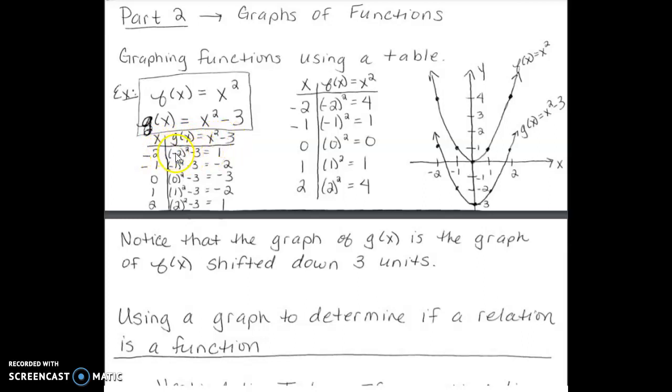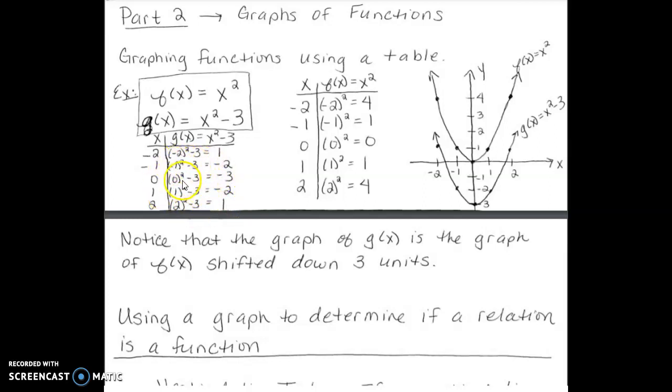So for -2 as the x value, -2 squared minus 3, 4 minus 3 would be 1. If -1 is our x value, -1 squared is 1, subtract 3, -2. 0 squared minus 3 is -3. 1 squared, again, 1 minus 3, -2. And 2 squared minus 3, 4 minus 3 is 1.